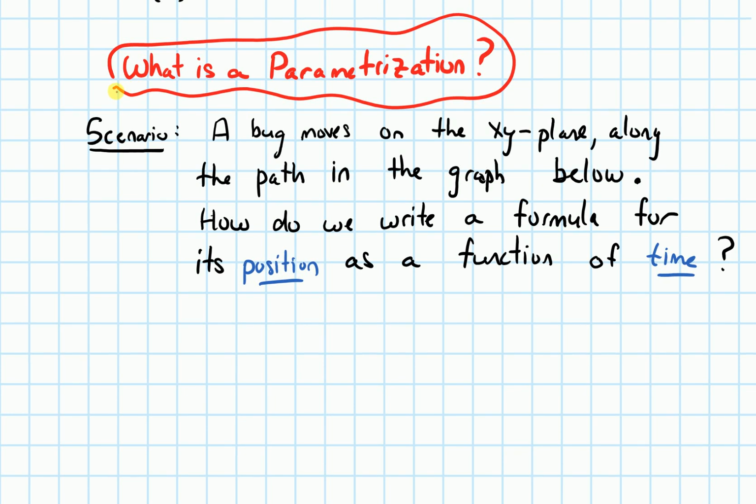In this video, we will talk about what a parametrization of a curve is. So here is the scenario that I want to use to motivate this. A bug moves on the xy plane along the path in the graph below, and I'll draw that graph in a sec. How do we write a formula for its position as a function of time?